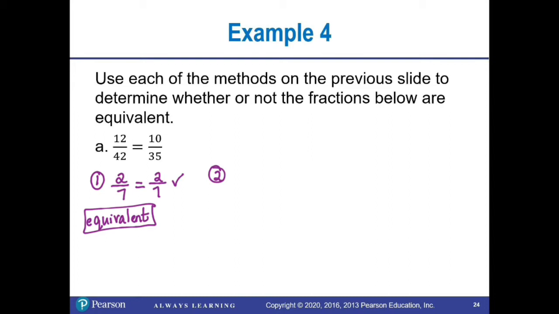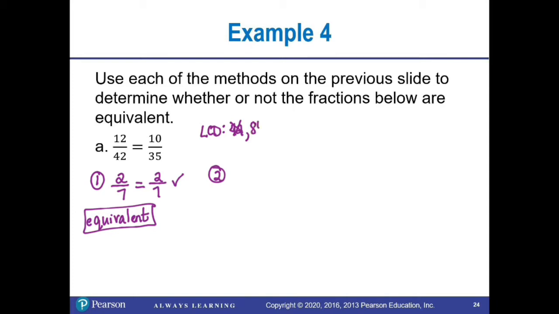Now, let's look at the second method. The second method has us rewriting our fractions with the LCD. To me, the easiest way to find the LCD is to start with the largest denominator. So let's start with 42. I ask myself, does 35 divide into 42 evenly? The answer is no. So 42 is not the LCD. I look at the next multiple of 42.